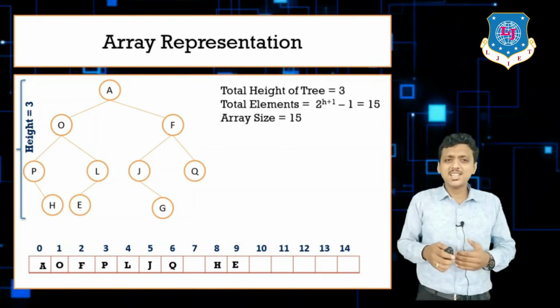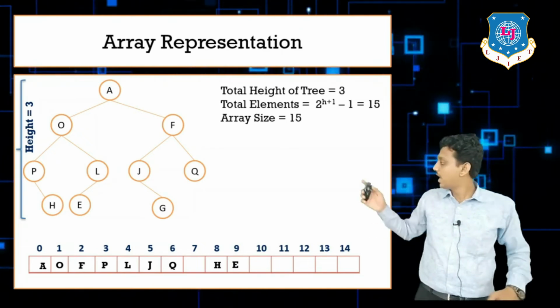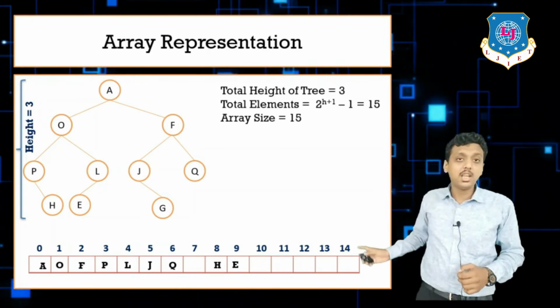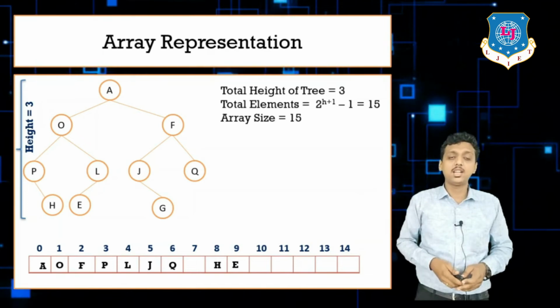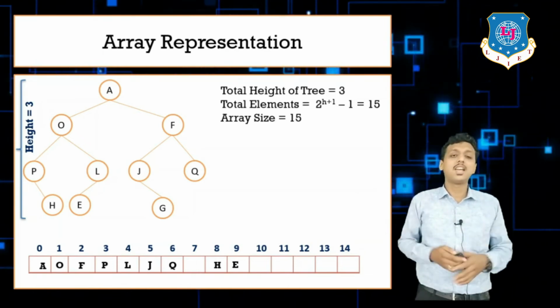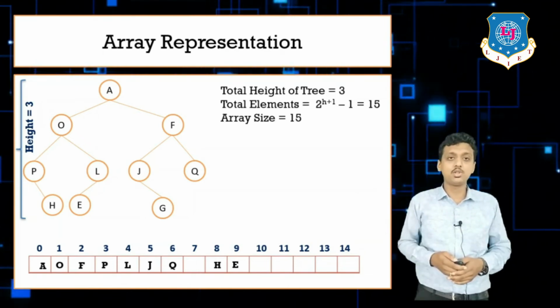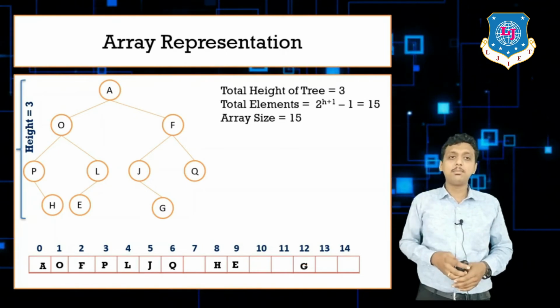Now what about the next, which is 10. So L's right subtree must be at 10th position, but it is empty. There are no child at the right position of L. We just make it empty.